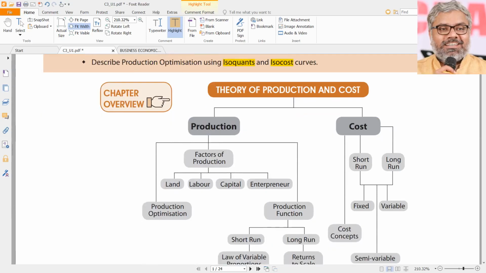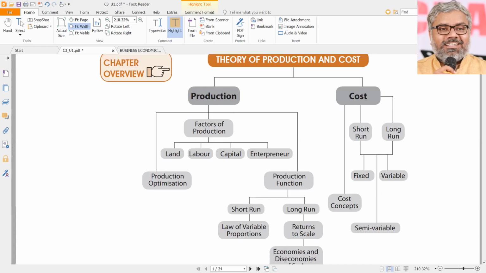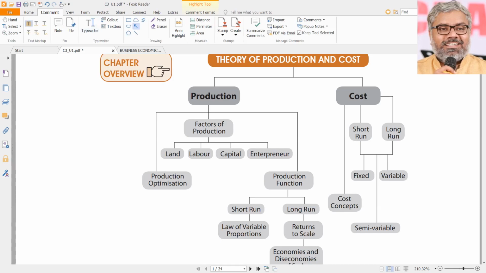And this is the summary of this chapter, or we can say overview of this chapter, which consists of both the theories of production as well as cost. And definitely we will discuss each of these items one by one. The theory of production is in unit 1 and the theory of cost is in unit 2.